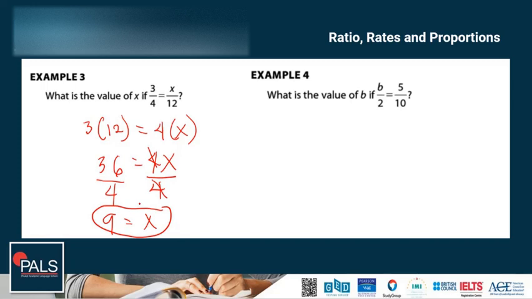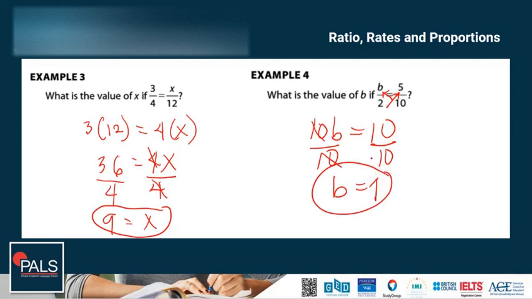Example 4. What is the value of b if b over 2 is equal to 5 over 10? Cross multiply. If we cross multiply, we have 10b is equal to 10. Then dividing both sides by 10, 10 divided by 10 is 1, so we have 1b here, or b. So b is equal to 1.